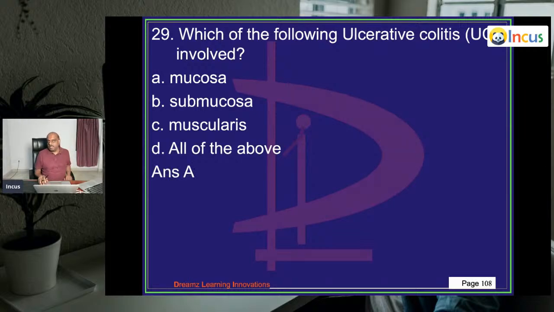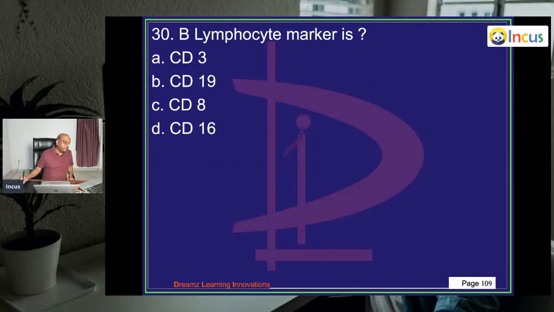Ulcerative colitis involves only mucosa, whereas Crohn's disease is transmural. That's the point you need to appreciate.